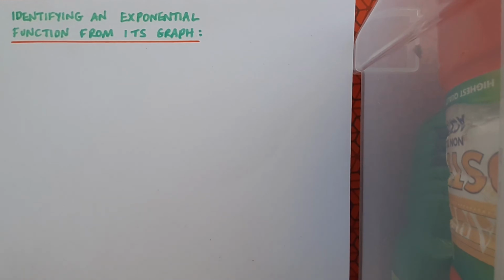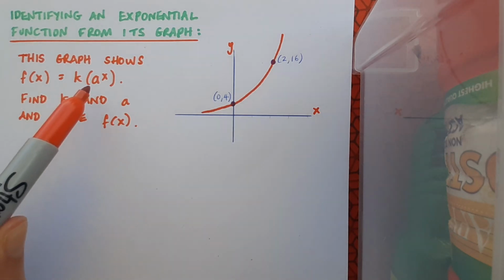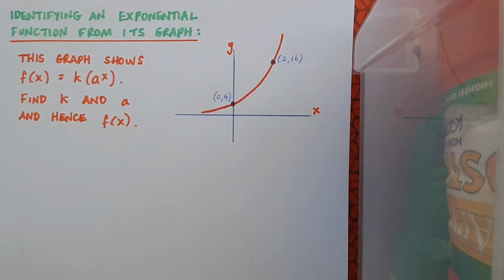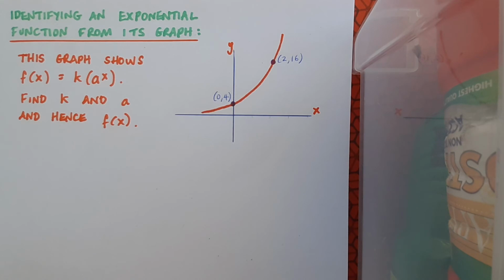We might also have to identify an exponential function from its graph. So here we have an example of an exponential curve, and we're told 2 points on the graph, but we're not told what the function itself is. We're just told that it's called f of x and that it's written in the form k times a to the x. So we want to find k and we want to find a, and we want to use those to make f of x. Okay, so this is actually pretty straightforward to do.